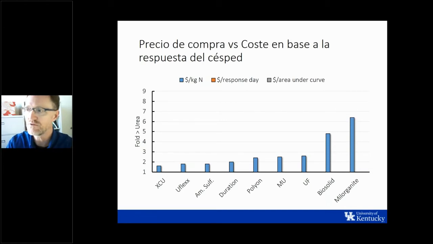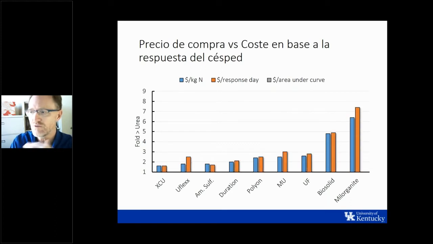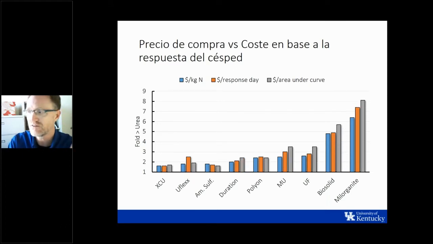When we include the cost per response day, we don't see much of a change. If anything, we see it go up. When we include the cost per area under the curve, so response and magnitude, we don't see any change. We don't see any reduction. If anything, we see an increase in this particular location.